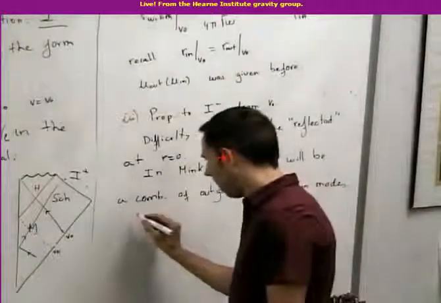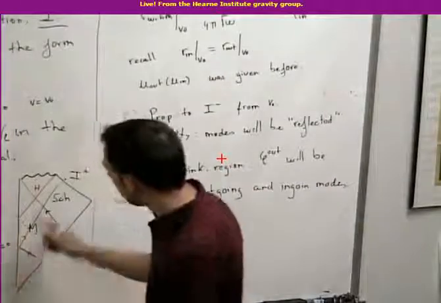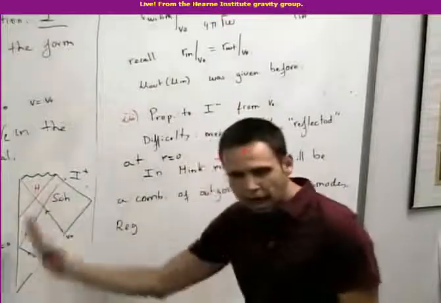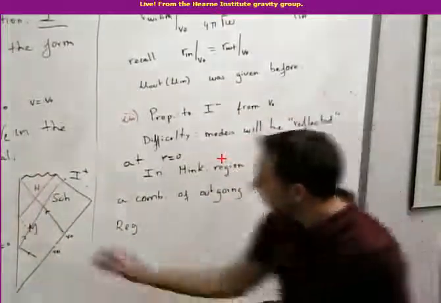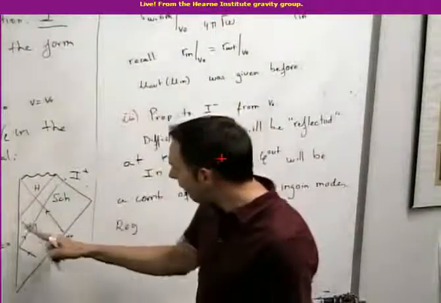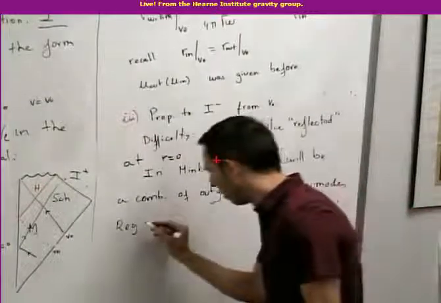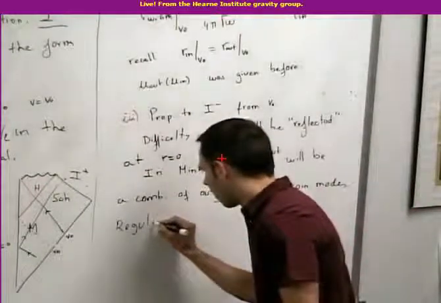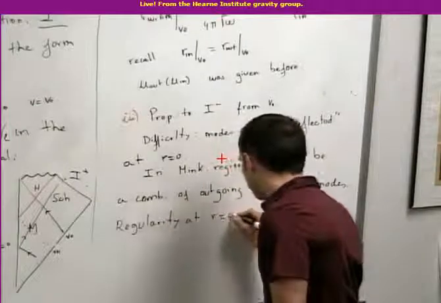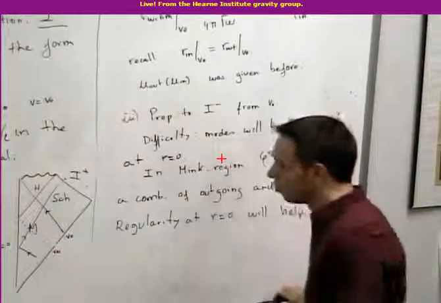But there is a simple trick. Remember, one of the conditions for the modes is that they have to be regular at r equals 0, because the modes always have an r in the denominator, so whatever goes in the numerator has to vanish at r equals 0, otherwise the modes will diverge. I will do it in some detail now. So regularity at r equals 0 will help to determine this.